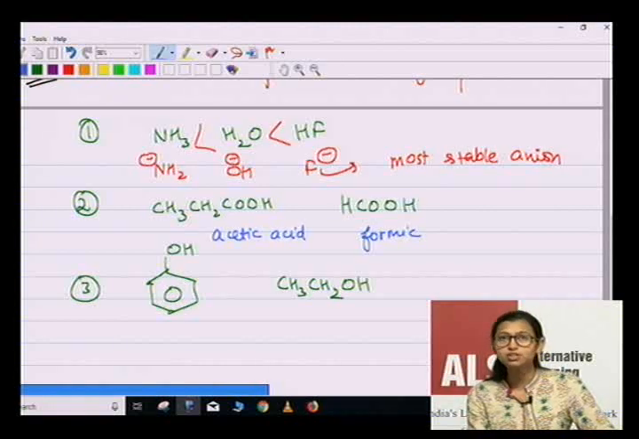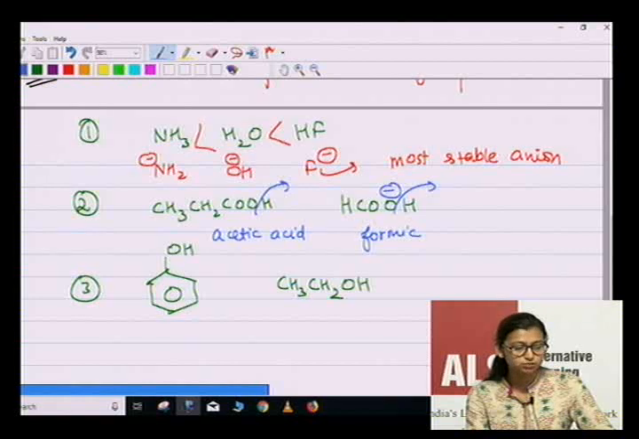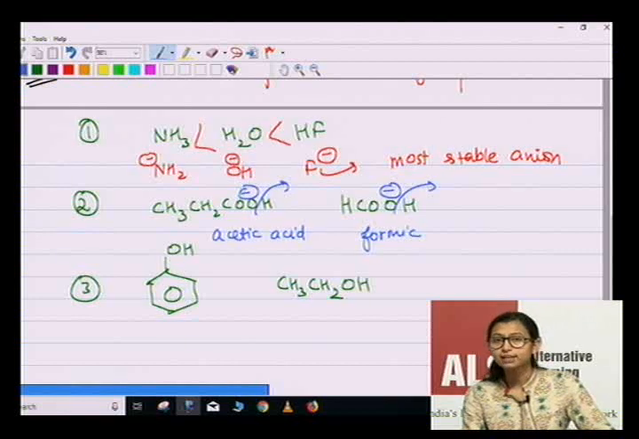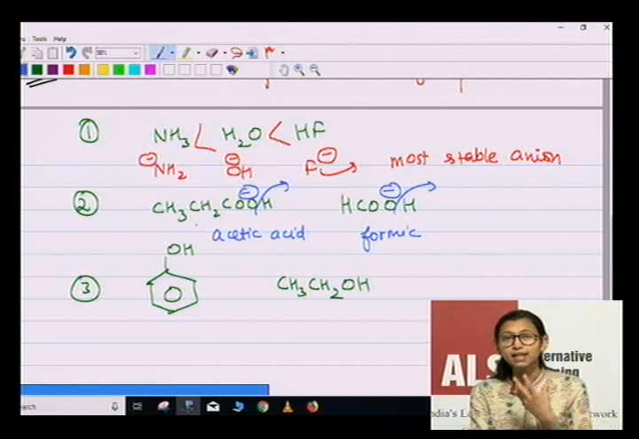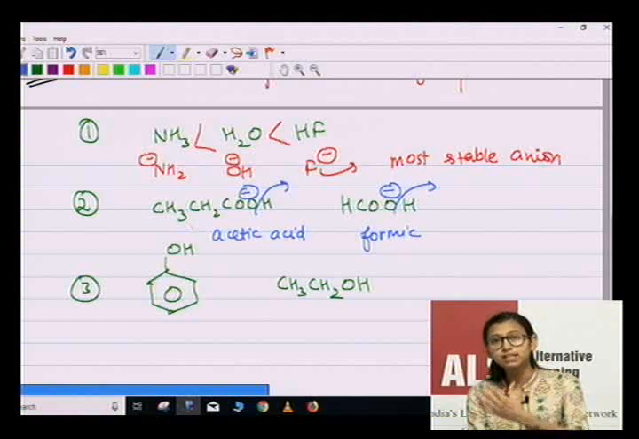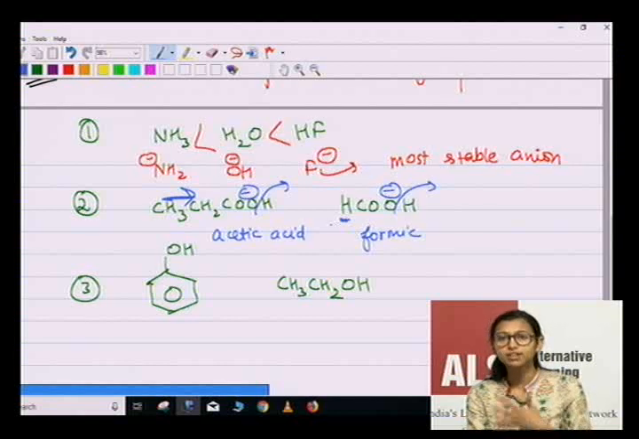Now look at the screen. You have to remove the H plus ion, and you get the negative charge. The negative charge is present on the oxygen itself, right? Now, we have a CH3. Methyl has the nature of an electron releasing group. It is giving electron density, but here we don't have any methyl. Nobody is giving it, right?